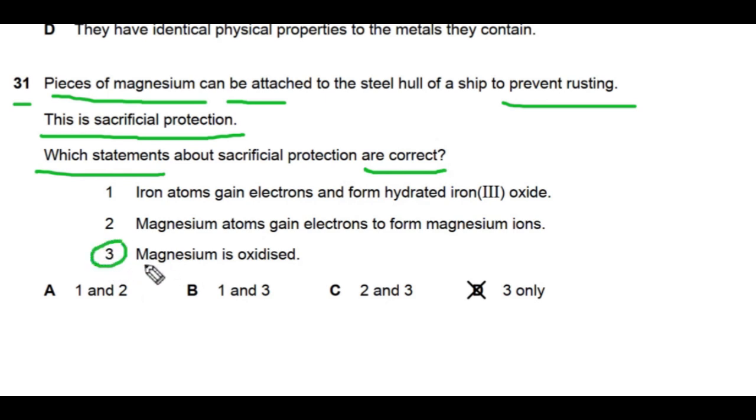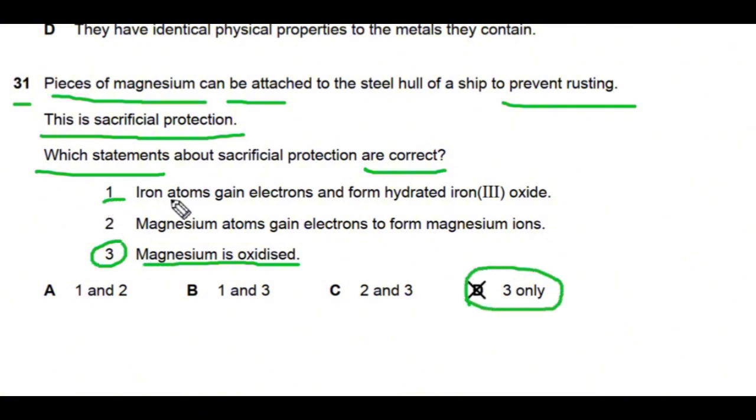C is the right answer because magnesium is oxidized. Why? Magnesium is more reactive. The more reactive metal loses electrons. The more reactive metal is oxidized, saving the less reactive metal. So only 3 is the right answer. D is the right answer.